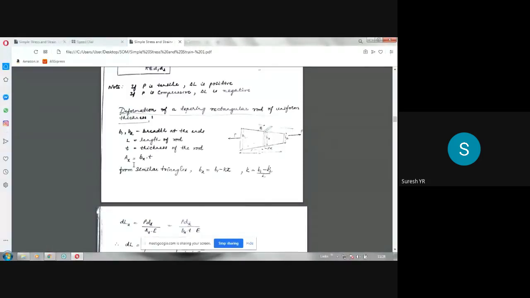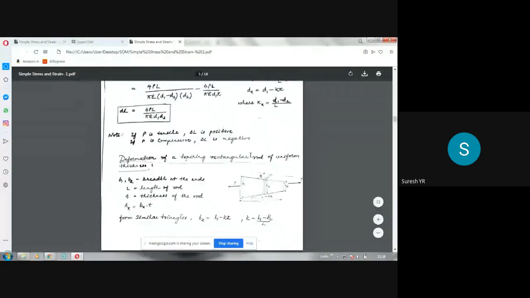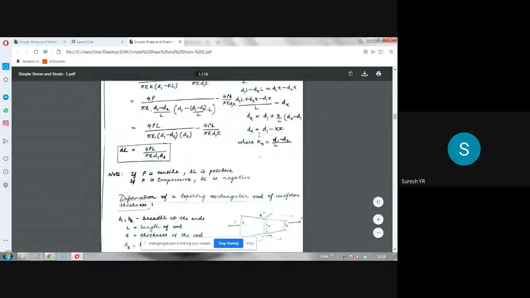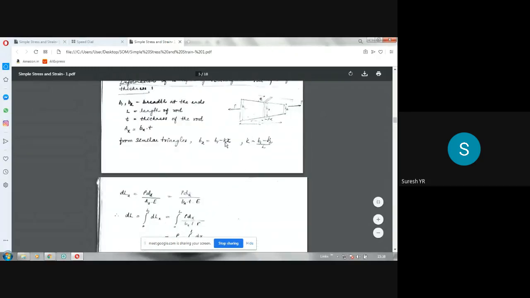From similar triangles, if we do whatever we have done here on the same lines, instead of dx it is Bx here, so you will get the same thing. Bx is equal to B1 minus kx. There we got dx equal to d1 minus kx; here we get Bx equal to B1 minus kx. Once you get this, use the same principle by considering a small elemental length dx and applying the formula for a uniform rod, so you will get d(delta L)x as P into L divided by A into E. That is the formula.